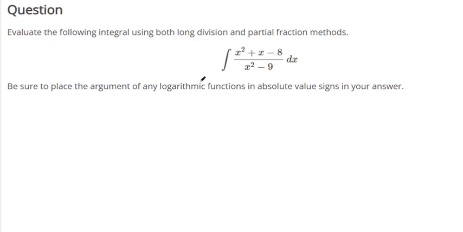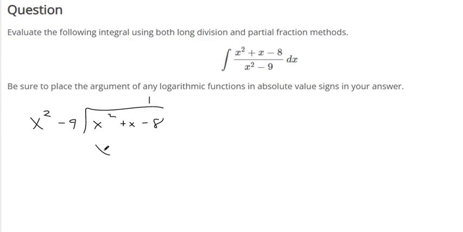We're asked to integrate using partial fraction decomposition methods. So we want to rewrite this using partial fraction decomposition. So we want to start by performing the division using long division. With polynomial long division, you find a number to multiply to this leading term to make it equal this leading term. So that's just 1.